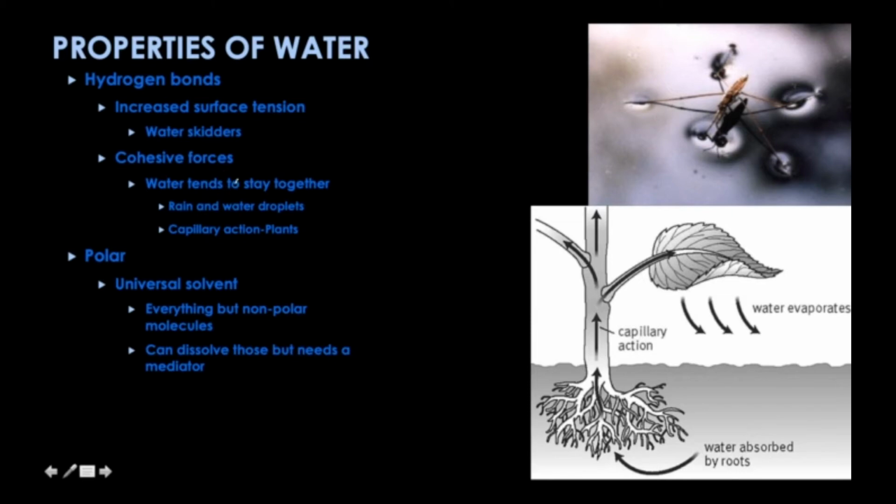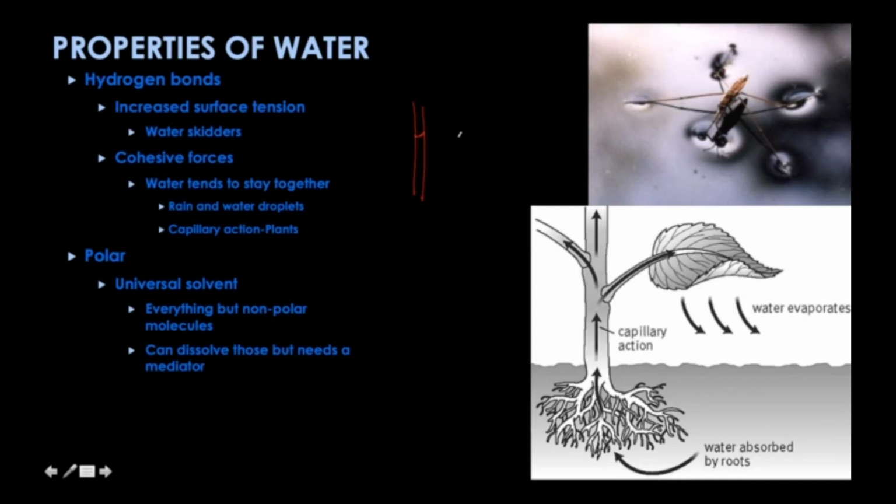Cohesive forces play a major role in surface tension, but the cohesive and adhesive forces together play a very large role in what's called capillary action. So in very, very small tubes, water wants to adhere to the sides of the tube, but it also wants to stay together. So what happens is they form basically a plug inside of the tube.